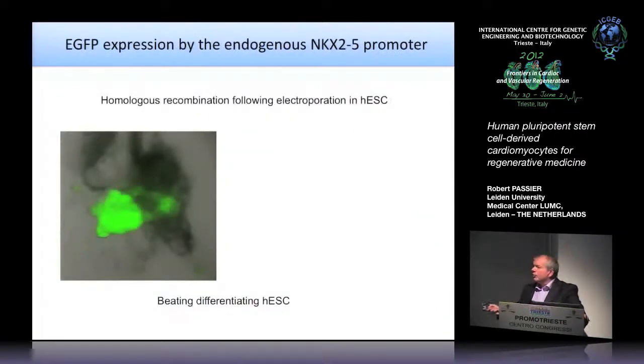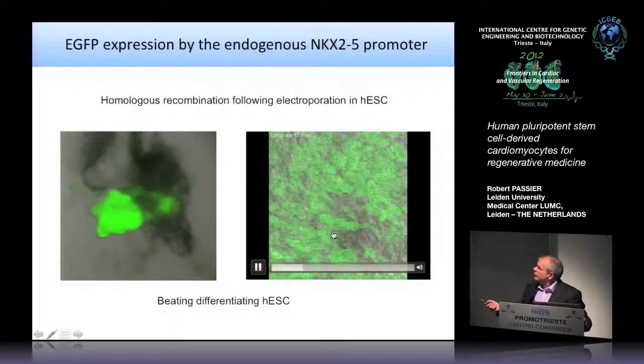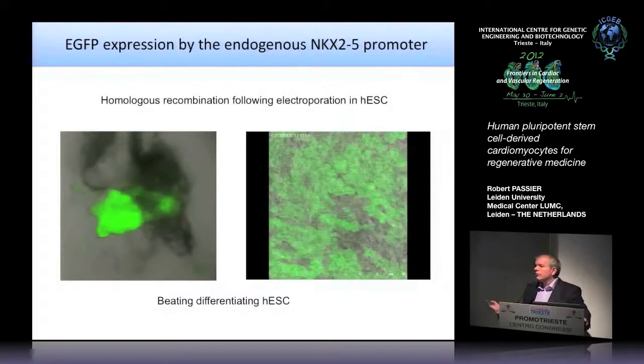This is an example of a differentiated area using this NKX2.5 line, and here you can see the differentiated area that nicely is expressing GFP. And here we actually see an area where these cells were dissociated, and you create a monolayer by doing this. If you look at this, you can see a nicely contracting area, but also in between the GFP positive cells you have negative cells, contracting along with the GFP positive cells.